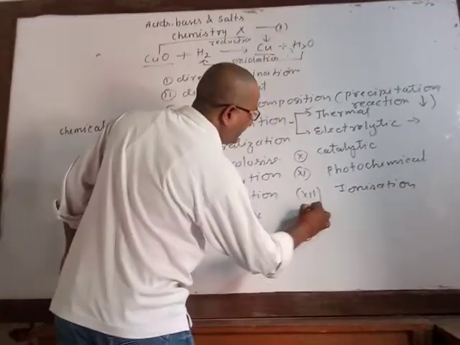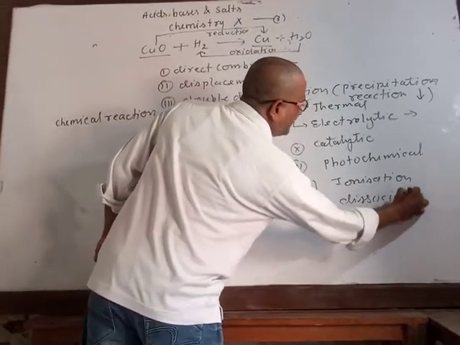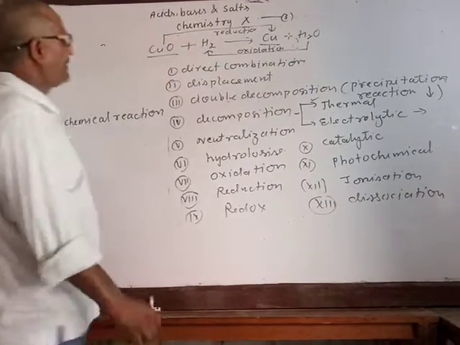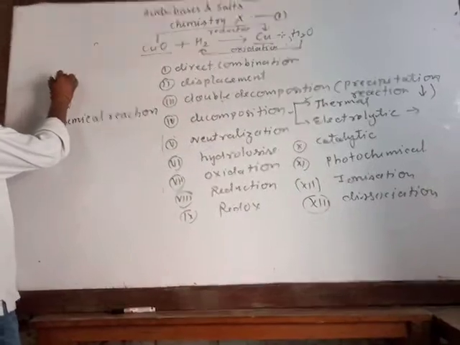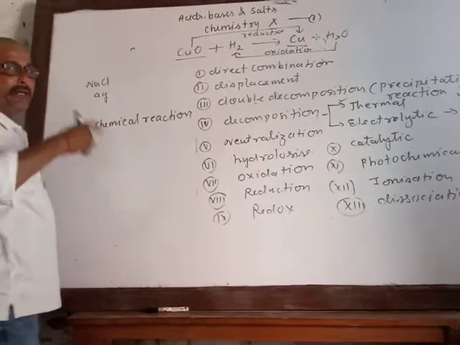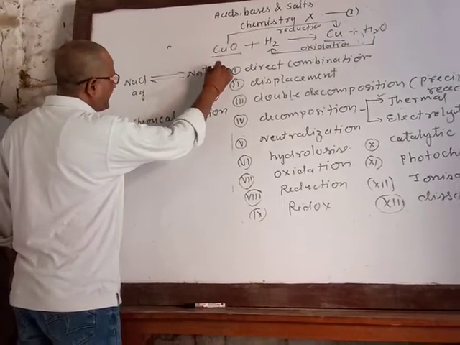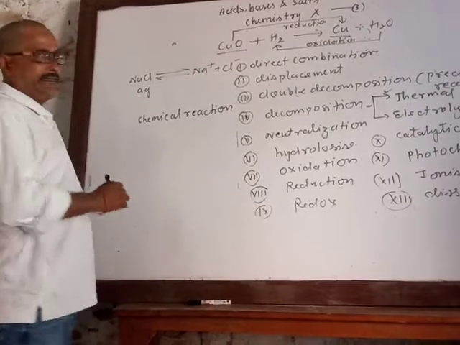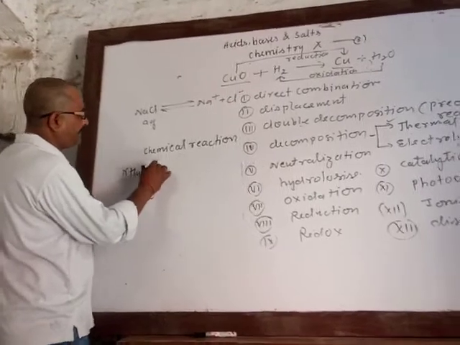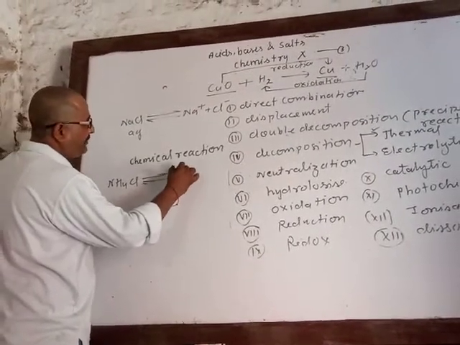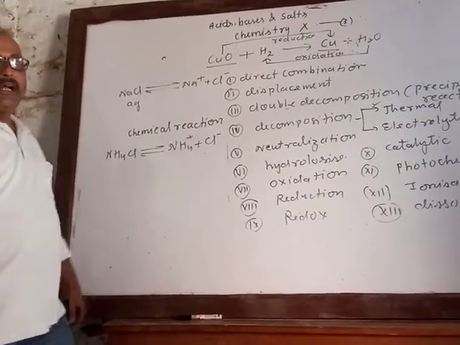and dissociation reaction. Ionization reaction means, as you have already studied, when an ionic compound in aqueous solution form or molten state gives ions, this reaction is called dissociation. Whereas a polar covalent compound like ammonium chloride gives ammonium ion plus Cl ion. This reaction is known as ionization.